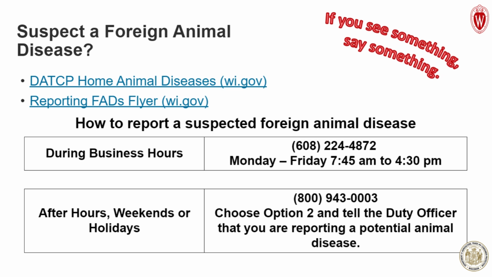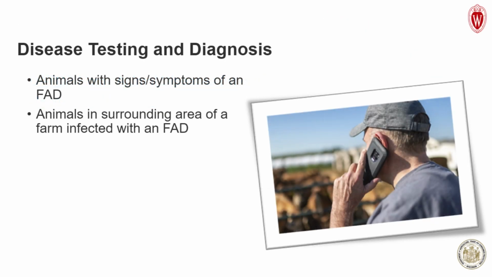If you notice signs or symptoms that your herd or flock may be affected by a foreign animal disease or other disease, it is important that you contact your veterinarian or state animal health official as soon as possible. Contact your veterinarian or the state veterinarian's office at the numbers listed on this slide without delay if you suspect a foreign animal disease. Resources are available on the DATCAP website or through your veterinarian that provide you with more information about foreign animal diseases.